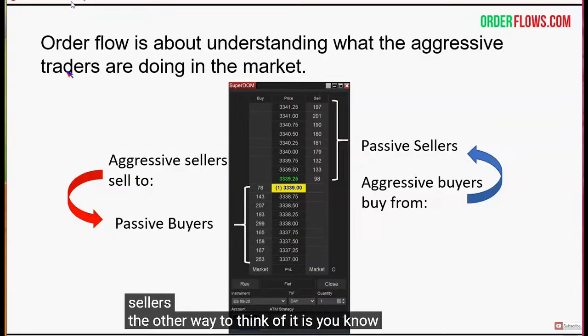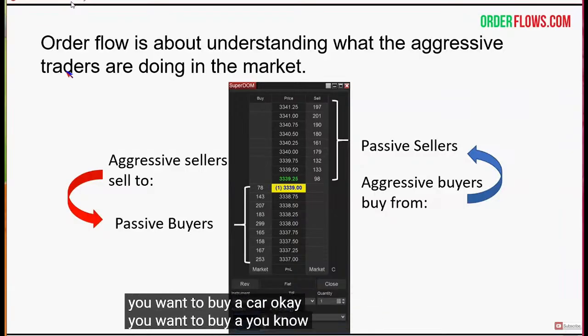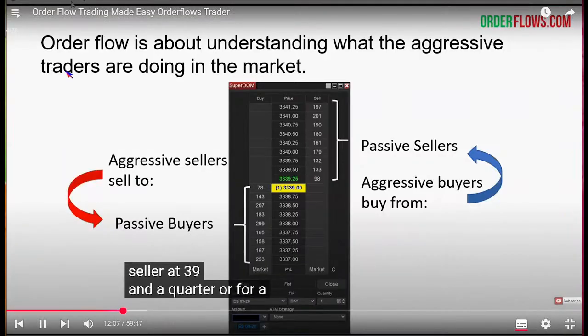The way to think of it is, you want to buy a car, okay? You want to buy the new Corvette, and you go to the dealer.